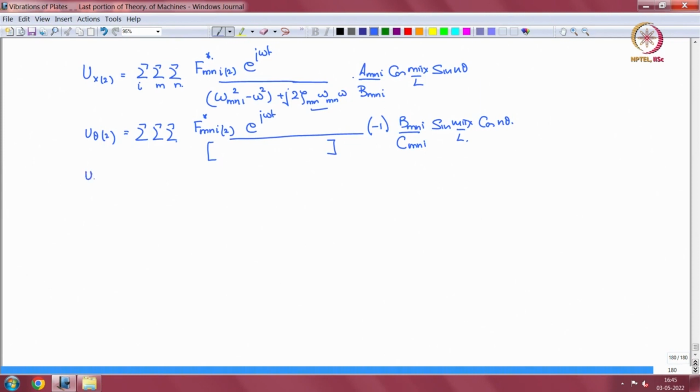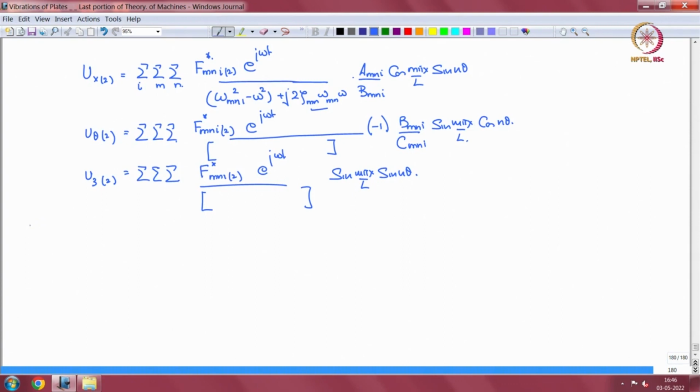and u3 is a triple sum, f star m n I 2, e to the power j omega t, the frequency term, sin m pi x by L sin n theta. Okay, so now we have to put it together. Let's try to put it together here.